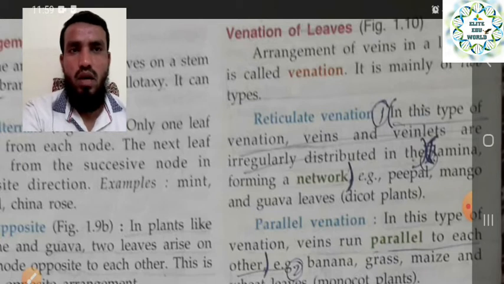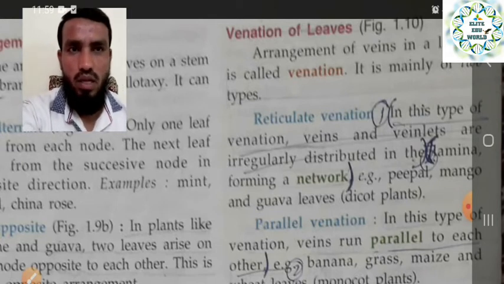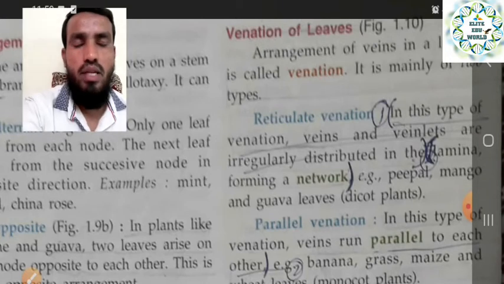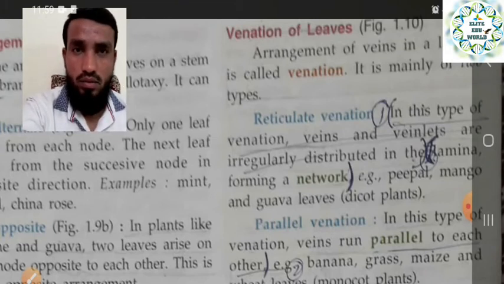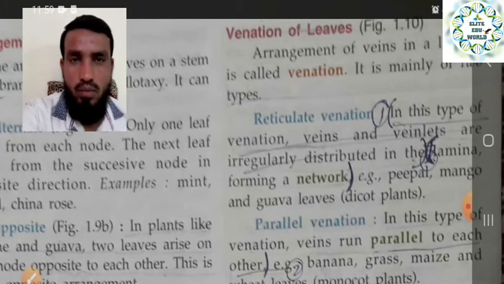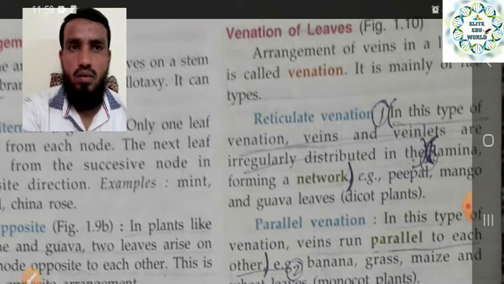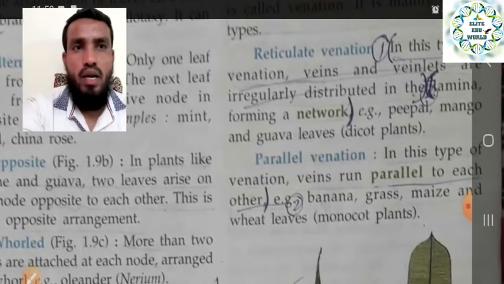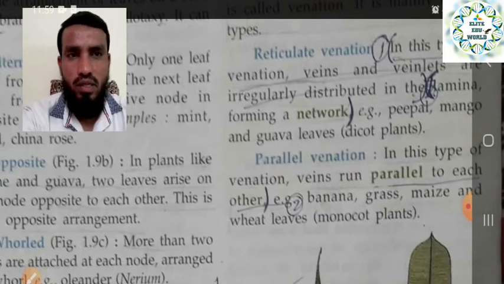So now we will arrange that. The arrangement of the veins in a lamina, the lamina being the green part of the leaf, is called the venation, and it is mainly of two types. On the basis of the arrangement of the venation, we can also divide the leaves into two basic parts. Number one is reticulate venation, and number two is parallel venation.